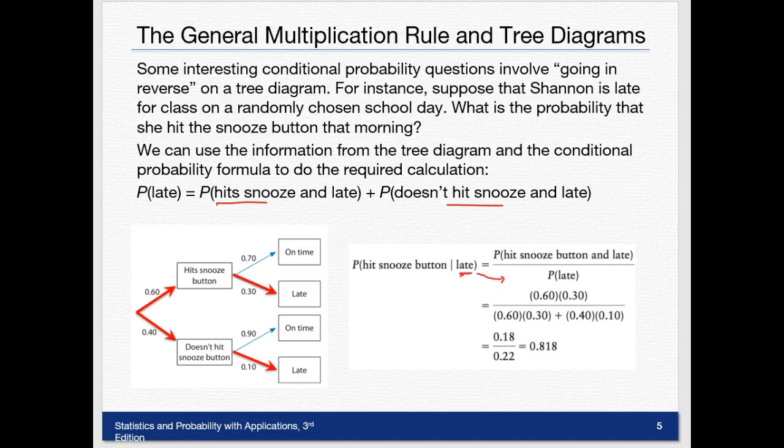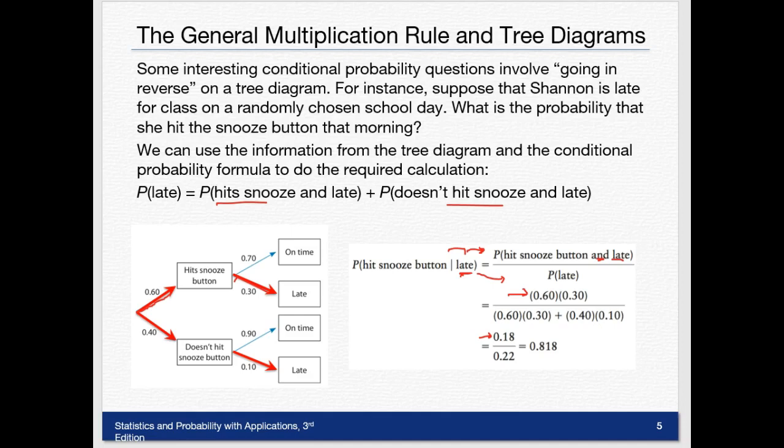And the "and" version of it goes in the numerator. So we hit snooze and late. All right, so to find our values for snooze and late, we hit the snooze, follow the tree, hit the snooze and late, and multiply those two. That's what we did right here. And previously we found that value to be 0.18.